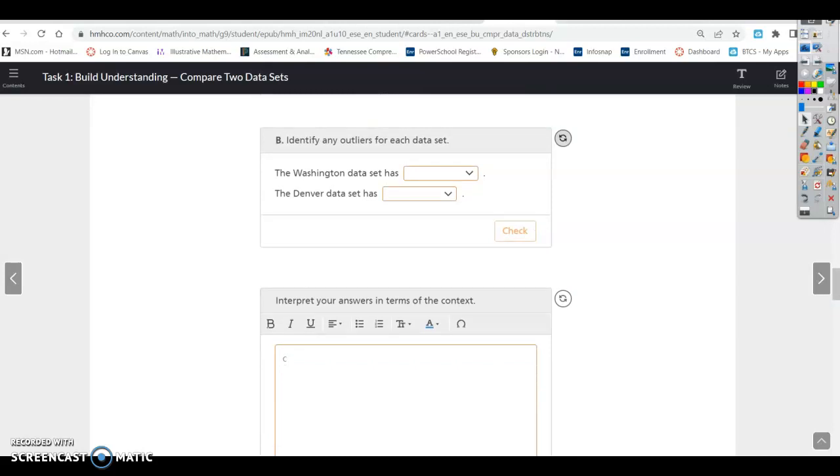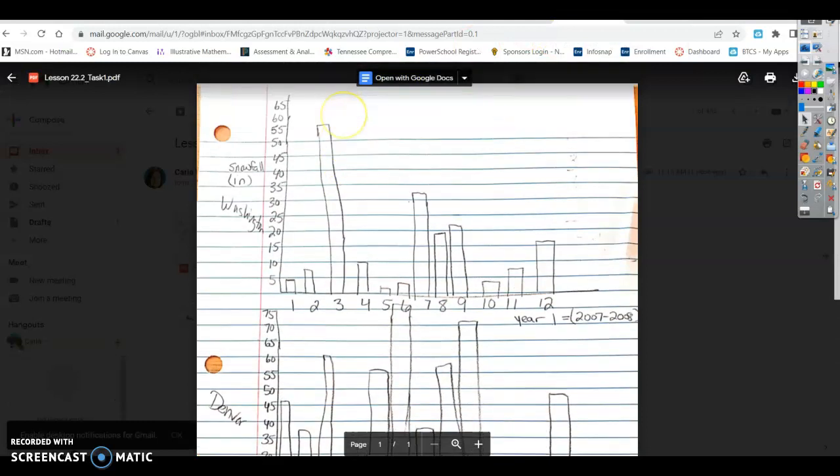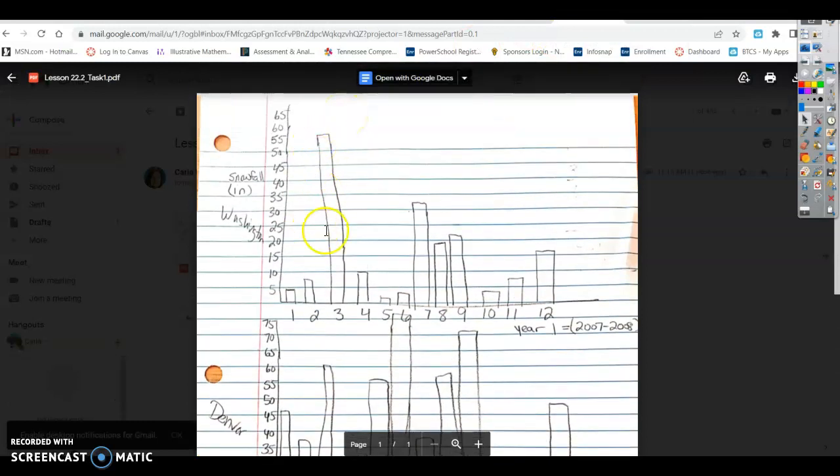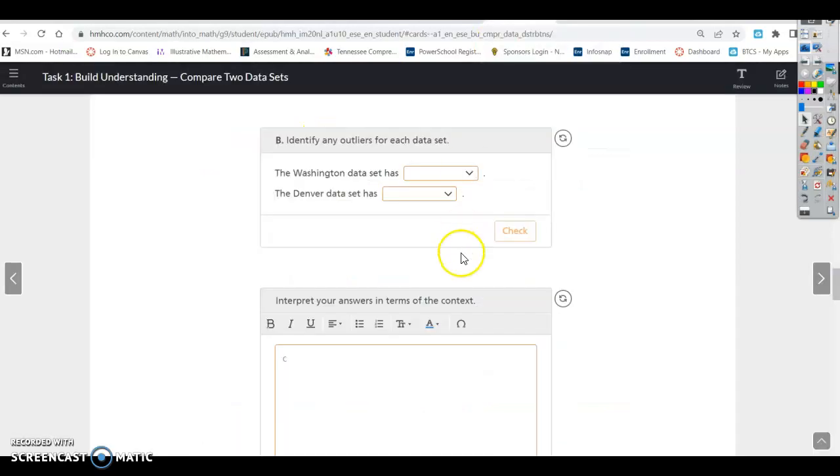Alright, so it says identify any outliers for each data set. Well, Washington data, that one is easy to see that this one has an outlier here, and that one was, I believe it's like 57 or something.